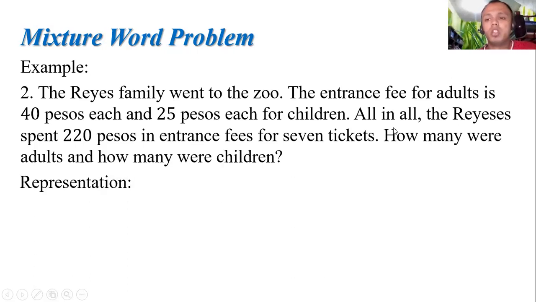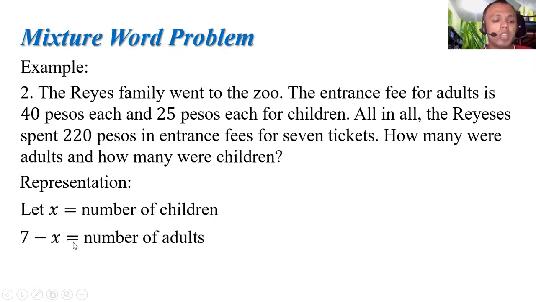Now, representation ulit tayo kasi hindi pa natin alam. Let x be the number of children. And then 7 minus x be the number of adults. Kasi nga, 7 sila sa pamilya, kaya yung x natin, yan ang number of children. Then for the number of adults, subtract lang natin yung x doon sa number of tickets. Okay? So natira doon, yun ang magiging number of adults.